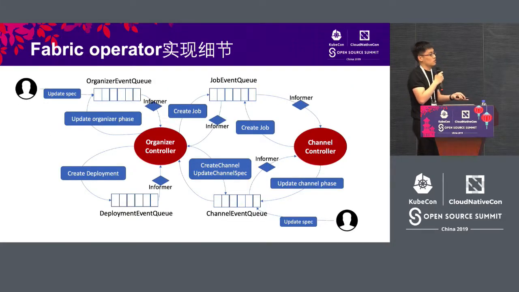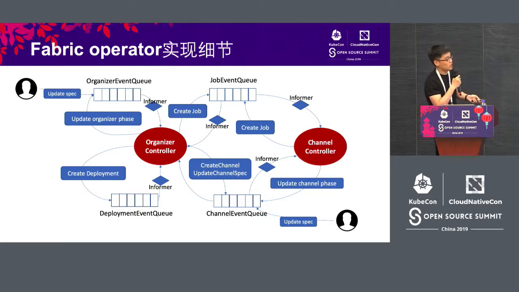And let's look at the static process of the controller. So I highlighted two major things. One is the organizer, the other is the channel controller. So for the organizer, it will define related events, and then when it is establishing an organization, it will also create jobs and deployments, and those things will also be subscribed, and it will also generate some events.